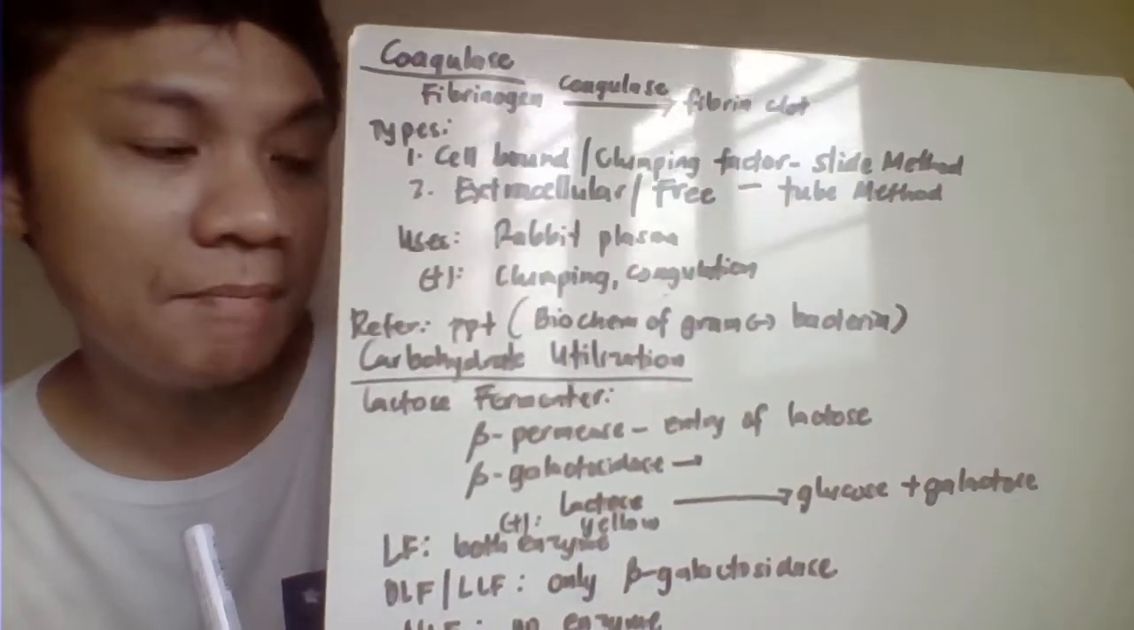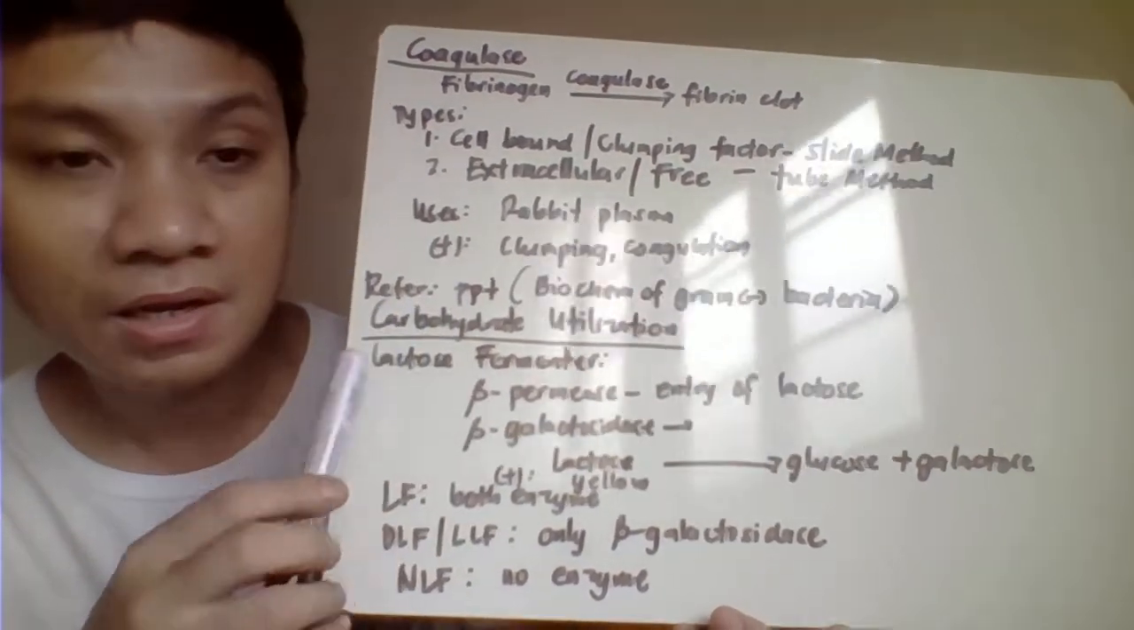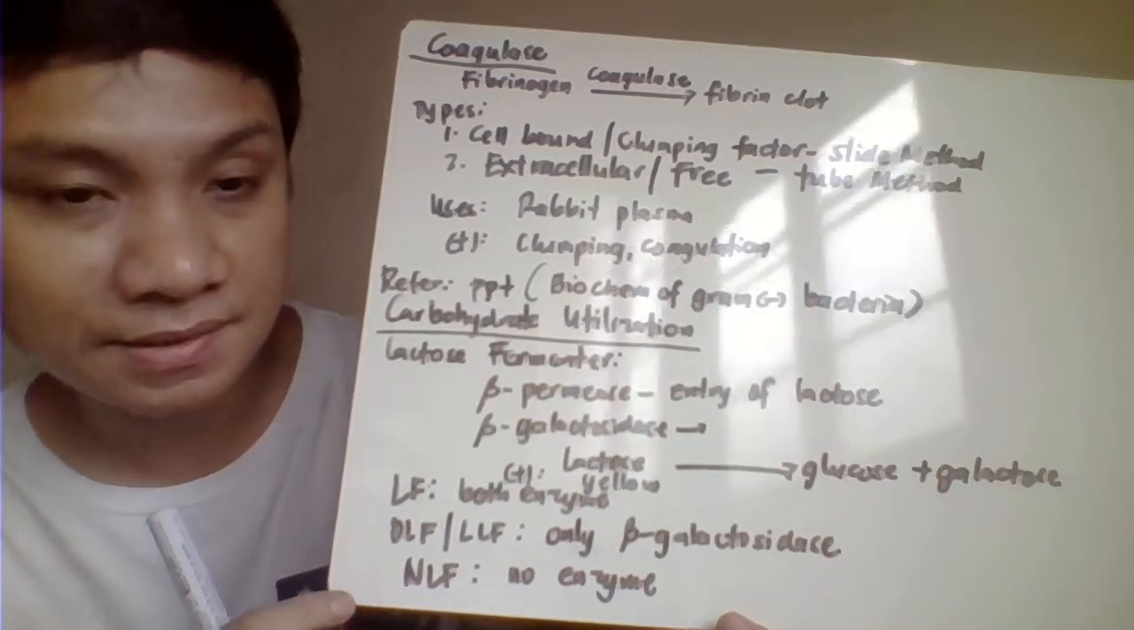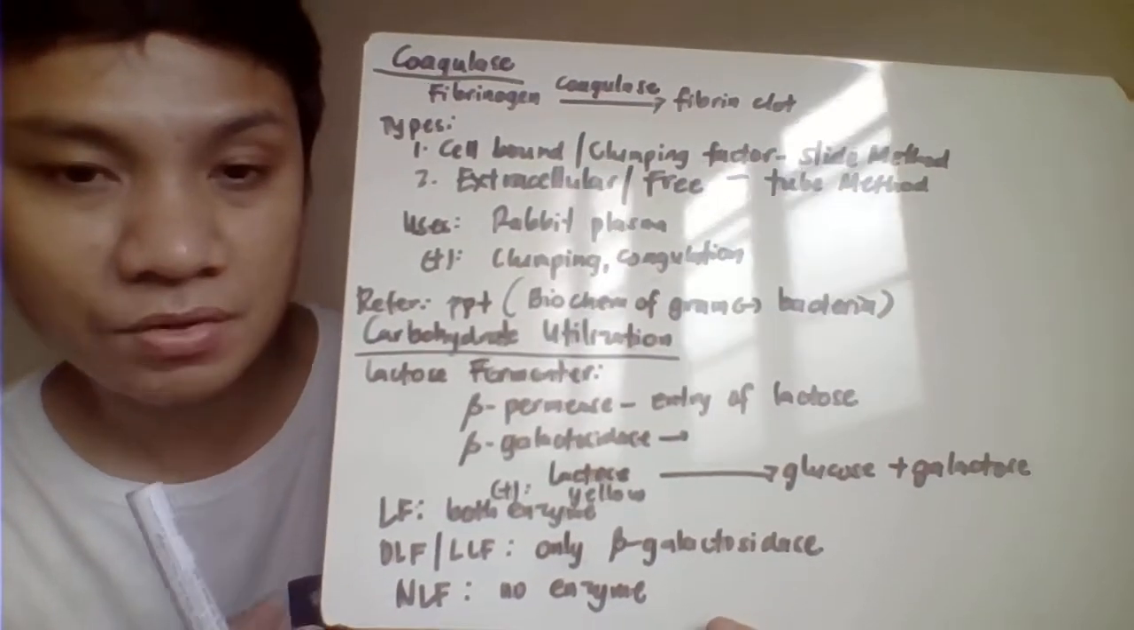Okay, next we have here the biochemical reactions among your gram-negative bacteria. So kindly refer to a separate PowerPoint for this. The first one we have here is for the carbohydrate utilization.